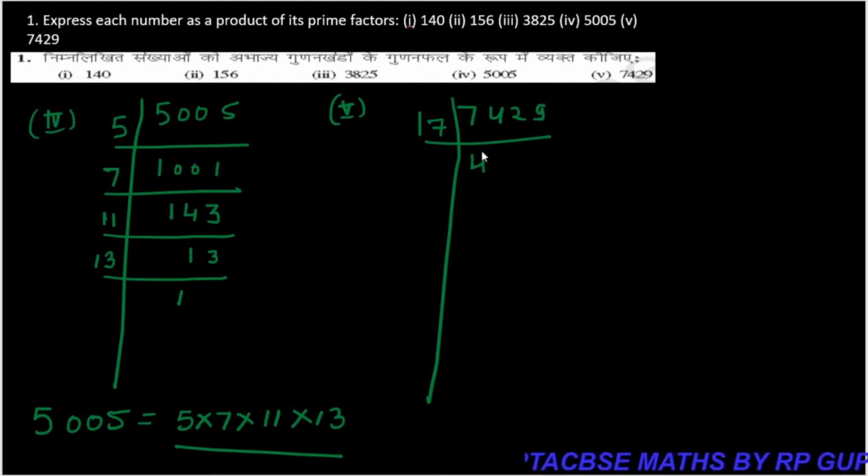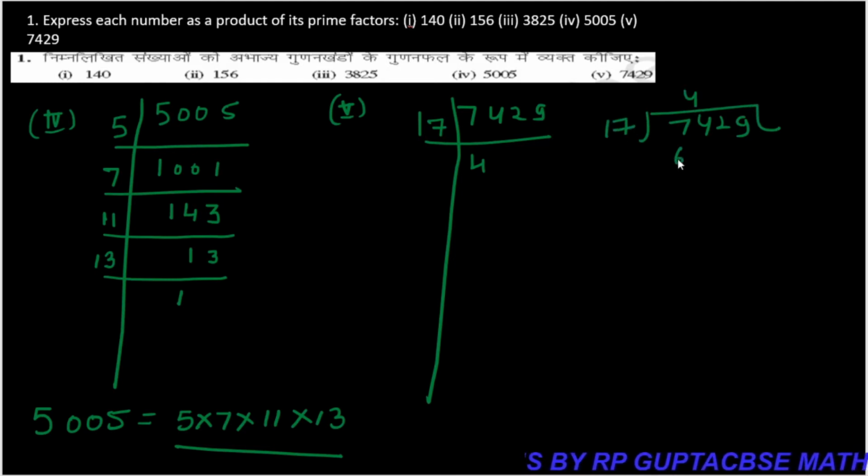Then what will I get? I will divide 7429 by 17. So 4 times, and then after this, it becomes 68. I can also do it like this. See, you have 7429 and you have 17 here. So 17 4 ja 68. 14 minus 8 is 6.